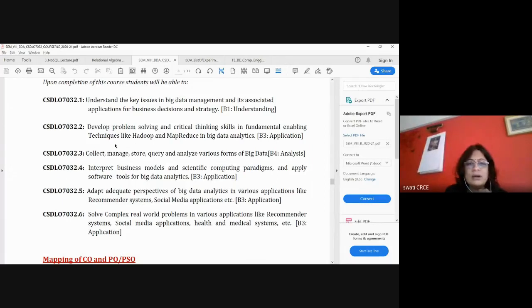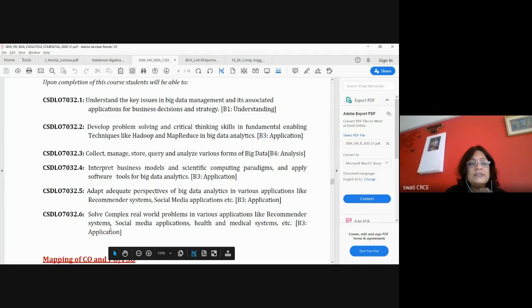The third objective is about NoSQL databases that collect, manage, store, query, and analyze. These 3 are for the advanced topics. The fourth is about the business models and applying the tools, and the fifth one is about applications such as social media applications, recommender systems, and the page ranking algorithm. The sixth one is mapped to the mini project. I'll explain the last 3 while I teach you. You can concentrate on the sixth one, which is about solving a real world problem, and it is at the application level.